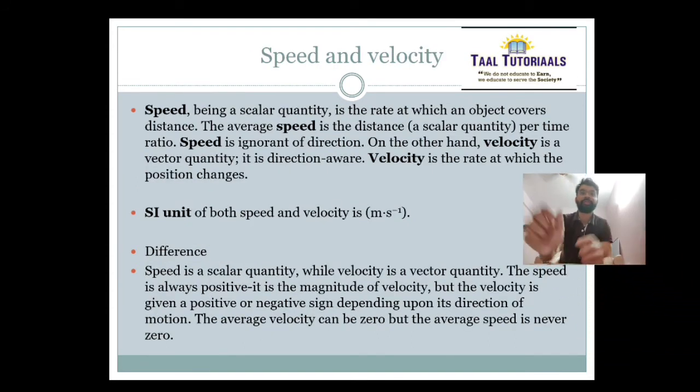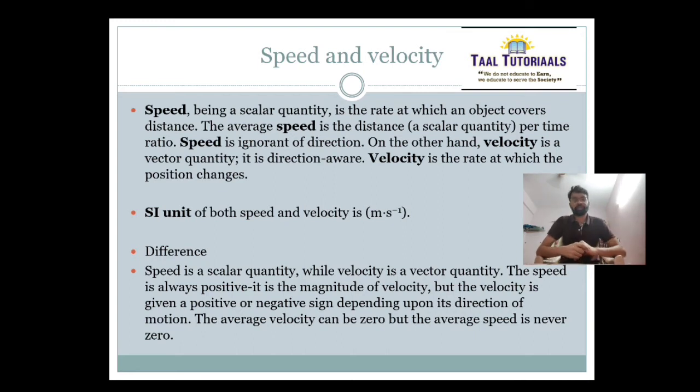Now, what is speed? Speed, being a scalar quantity, is the rate at which an object covers distance. Speed is ignorant of direction. On the other hand, velocity is a vector quantity. It is direction aware. Velocity is the rate at which the position changes. The SI unit for both speed and velocity is meter per second.